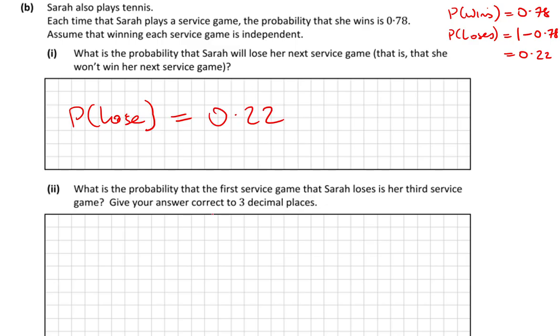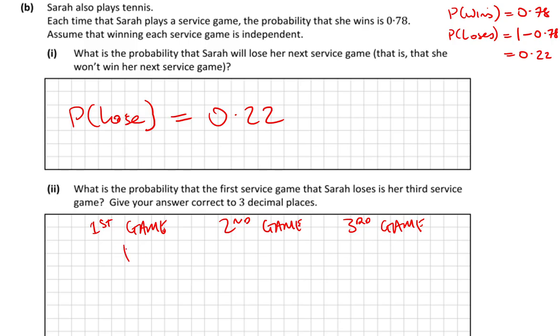It's 0.22. The probability that she wins the service game is 0.78, and the probability that she loses the service game is 0.22, because 1 minus 0.78. Now, these are the beauty questions. I love these ones. What is the probability that the first service game that Sarah loses is her third service game? Always put this in English. So, first game. Second game. Third game.